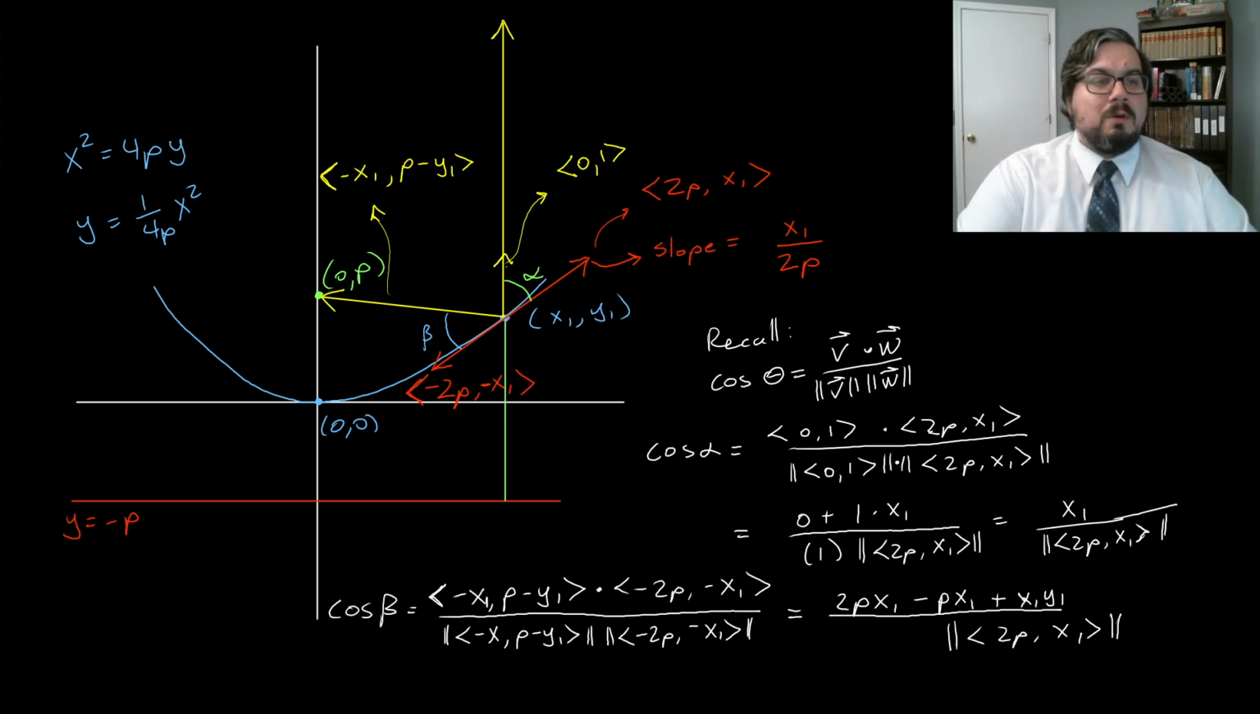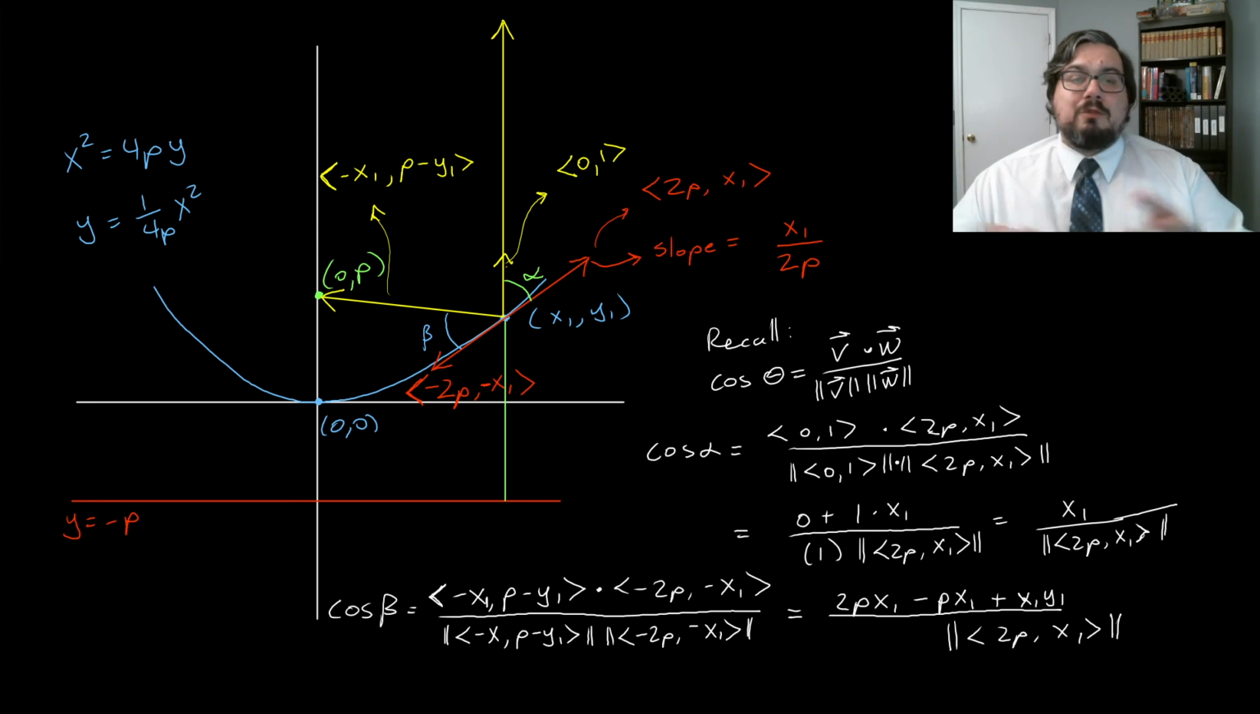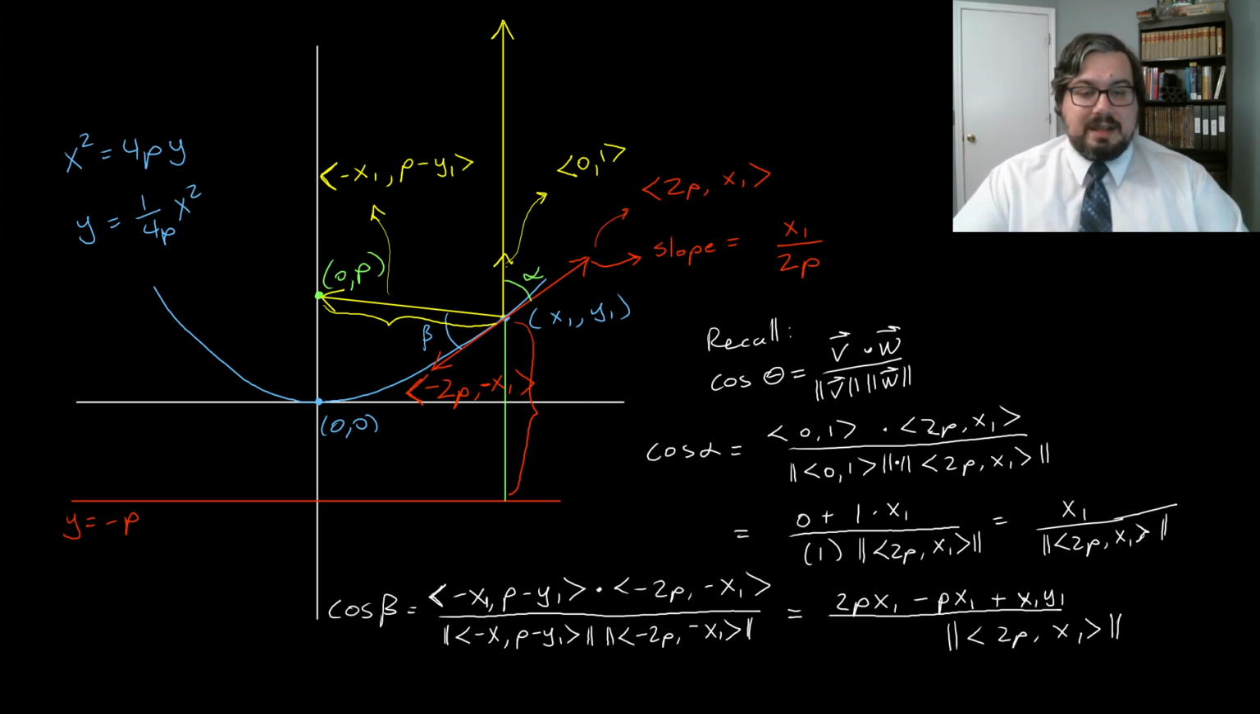But the other more important thing is to note that the magnitude of -x1 comma p minus y1, actually writing that out using the formula would be quite complicated. And so that's this distance right here. However, here's where we can use the fact that we're on a parabola, which means that this distance from the vertex to the point x1, y1 is equal to the distance between the point and the directrix. And the distance between the point and the directrix is exactly y1 plus p.